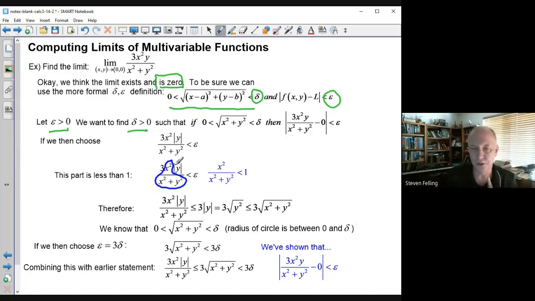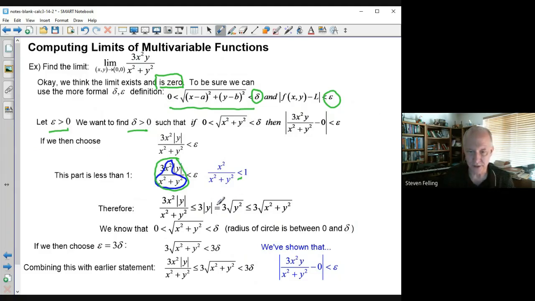And then we notice this kind of clever thing here, that in the middle of this function, there's x squared over x squared plus y squared. That should be less than or equal to 1, because if y was 0, this would be equal to 1, but if y is anything else, this fraction will be something less than 1. What that means is that this whole expression is less than or equal to that expression with this replaced with the 1. So this whole expression is less than 3 times the absolute value of y.